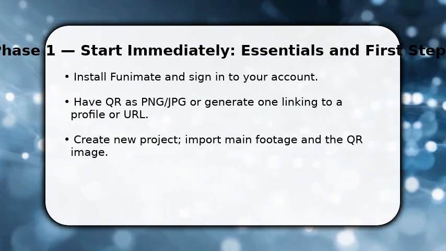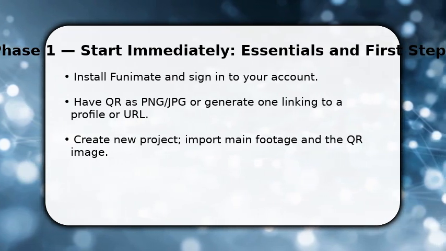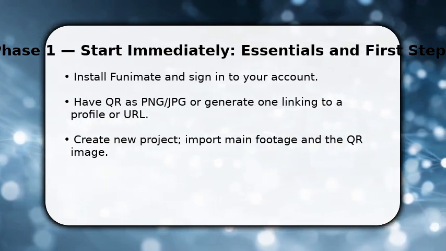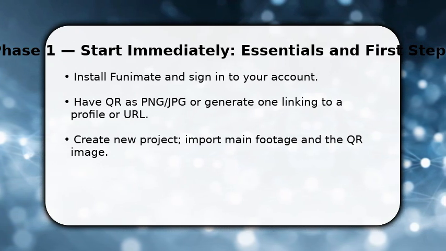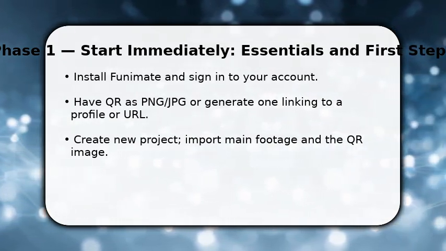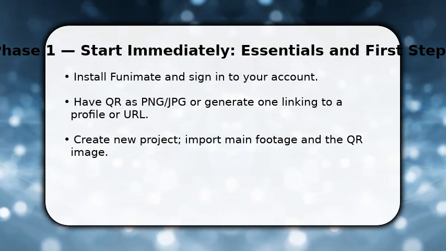Once done, create a new Funimate project and place your main clip on the timeline, then import the QR file as an overlay layer. You do this now because early placement saves time when aligning and animating later. Also, check resolution. Keep the QR at least 300px wide for consistent scanning on phones.